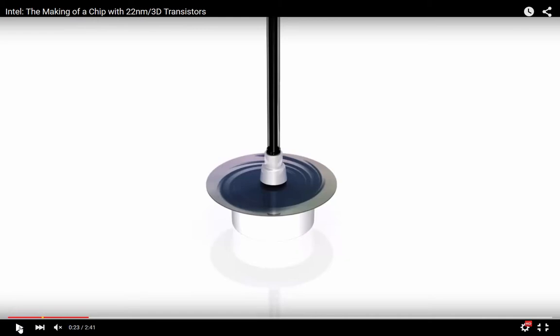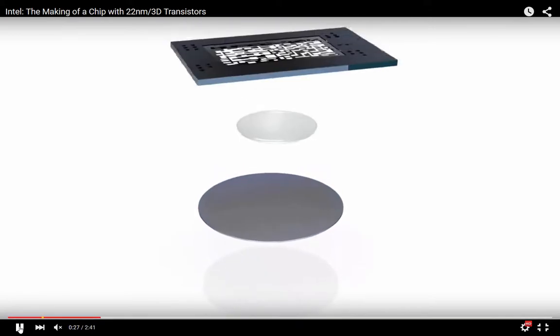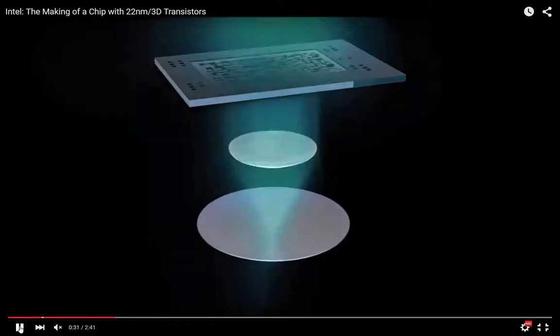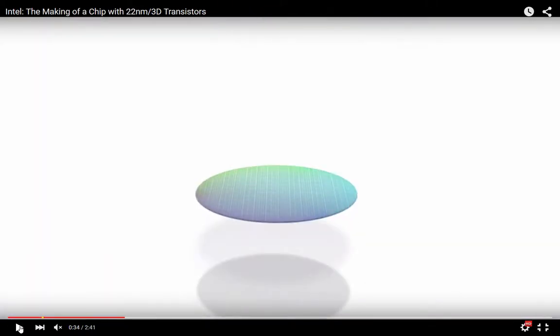The next step that we see going on here is applying photolithography. It's a process where a specific pattern gets imprinted onto the wafer. So they coat the layer on there, and then what they do is they photo etch a pattern onto the wafer.